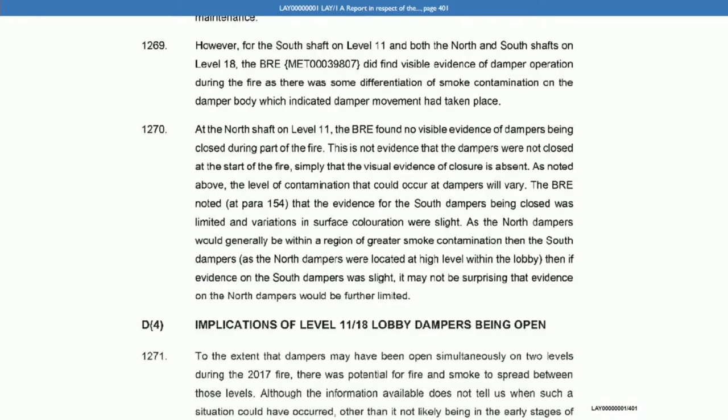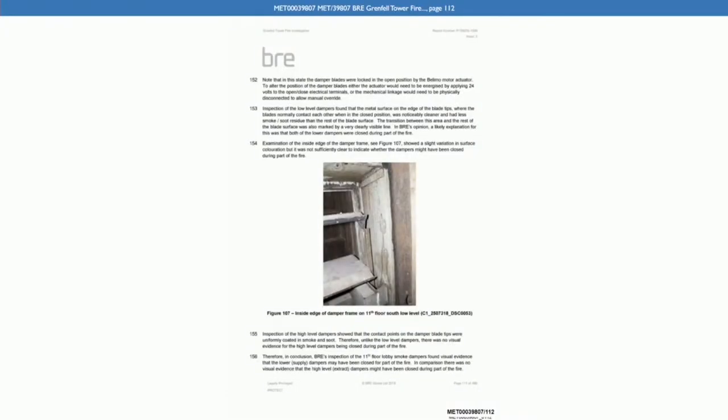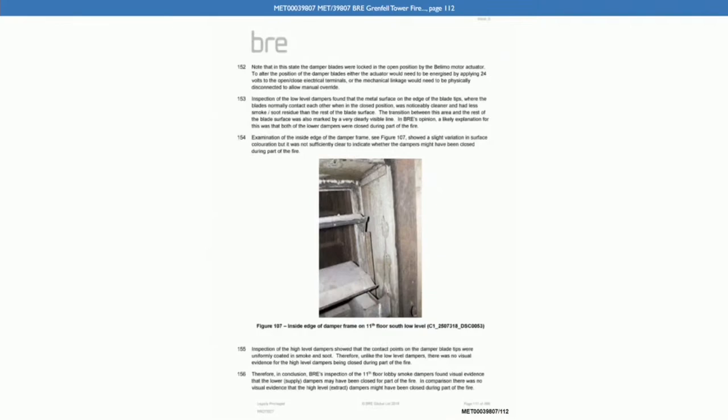And can we just look at what the BRE report said about it? If we go to MET3039807, and I want to look at page 112 of this. So this is the BRE's Grenfell Tower Fire Investigation on-site investigation report. And if we look at paragraphs 153 downwards, here they're dealing with level 11. They say at 153, inspection of the low-level dampers found that the metal surface on the edge of the blade tips, where the blades normally contact each other when in the closed position, was noticeably cleaner and had less smoke soot residue than the rest of the blade surface. The transition between this area and the rest of the blade surface was also marked by a very clearly visible line. In BRE's opinion, a likely explanation for this was that both of the lower dampers were closed during part of the fire. So that's the south dampers.